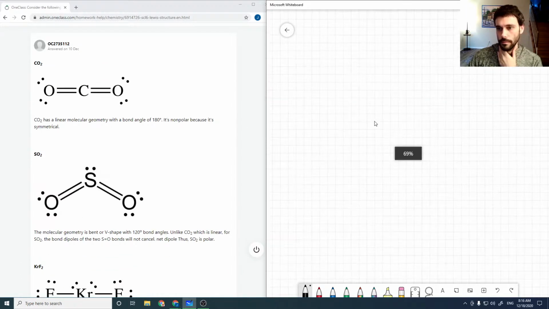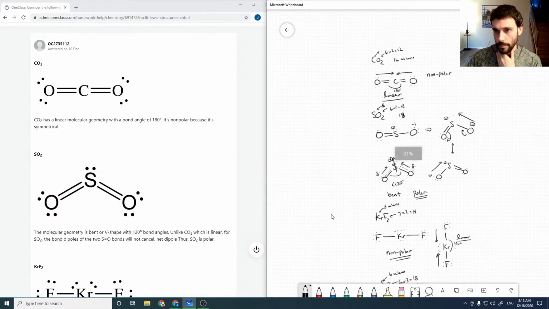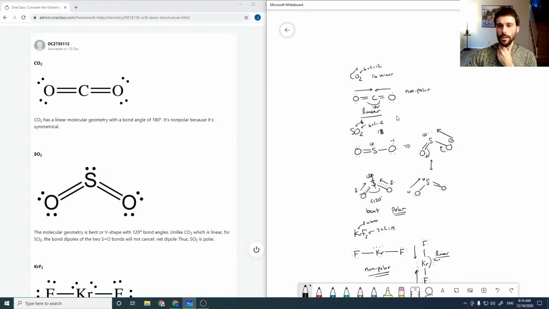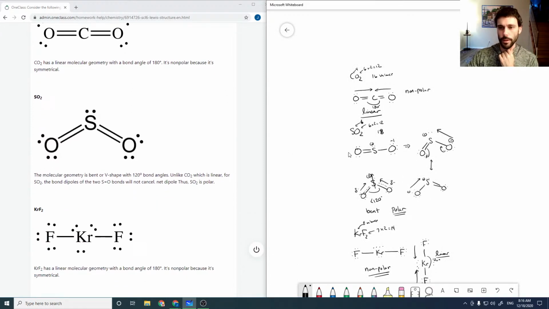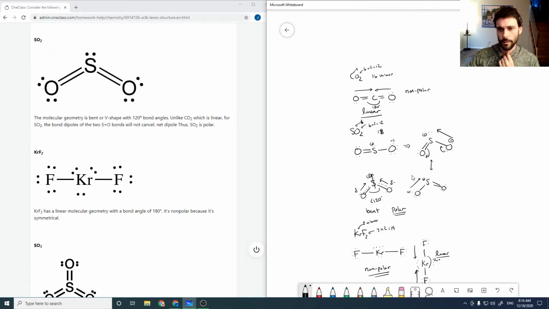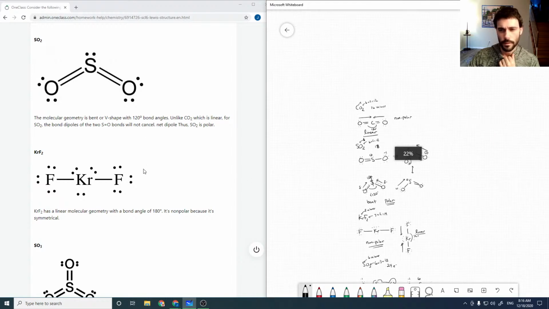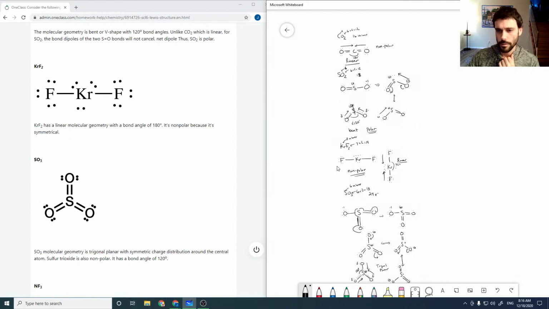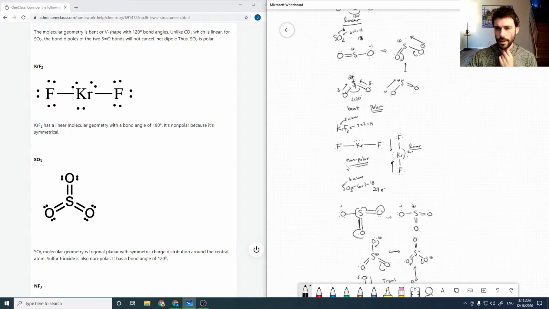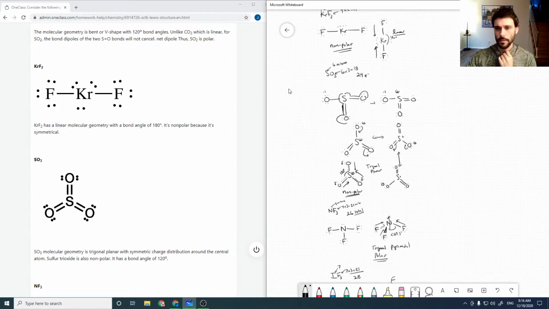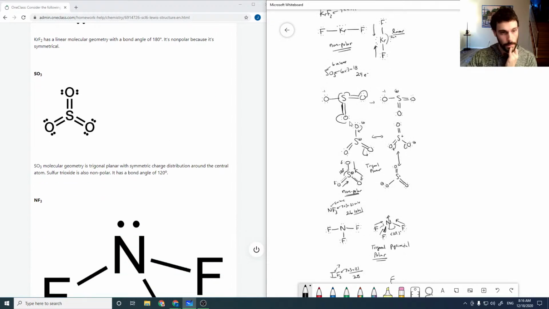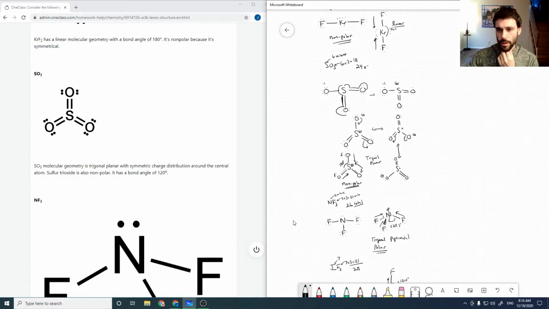So going back to the top here, we have CO2, which is linear, bond angle of 180, and it'll be non-polar. SO2, which is bent or V-shaped, and it will be polar. And the angle will be less than 120. KrF2 is linear with a bond angle of 180, and it will be non-polar. SO3 will be a trigonal planar structure, which is non-polar because of the cancellation, and a bond angle of 120.